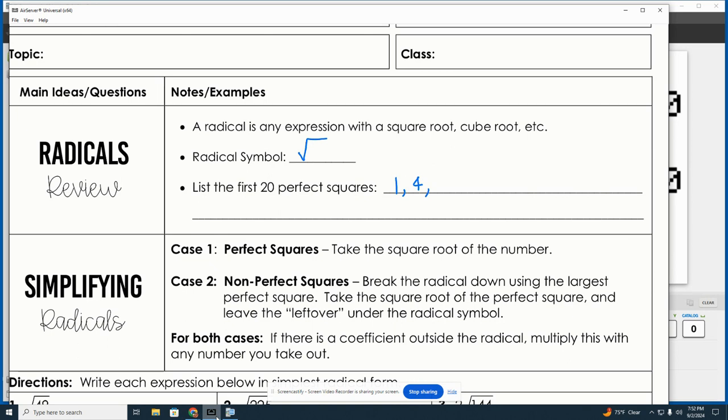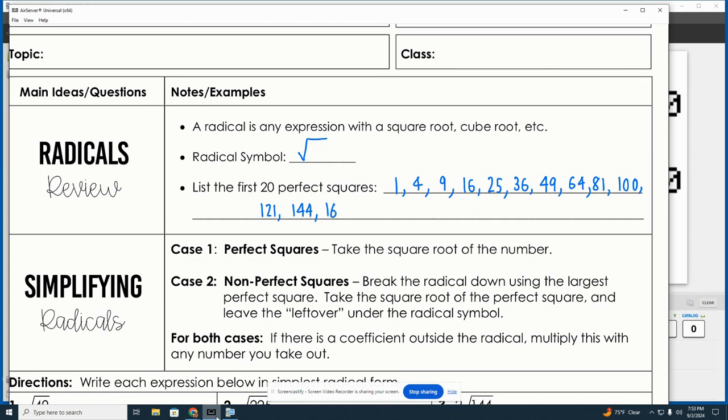What about 3 times 3? 9. 4 times 4? 16. 5 times 5? 25. 6 times 6? 36. 7 squared? 49. 8 squared? 64. 9 squared? 81. 10 squared? 100. And then here we go. 11 squared is 121. 12, 144.